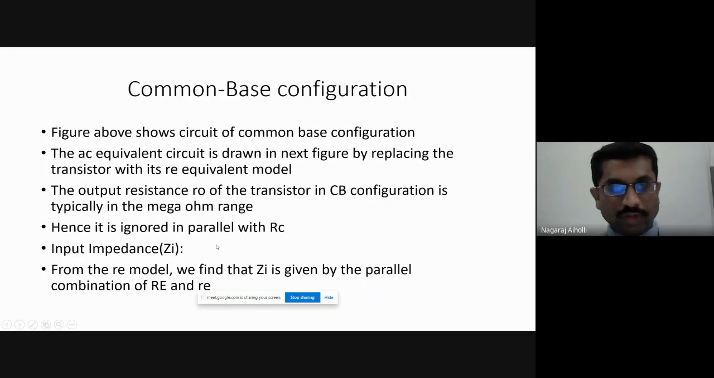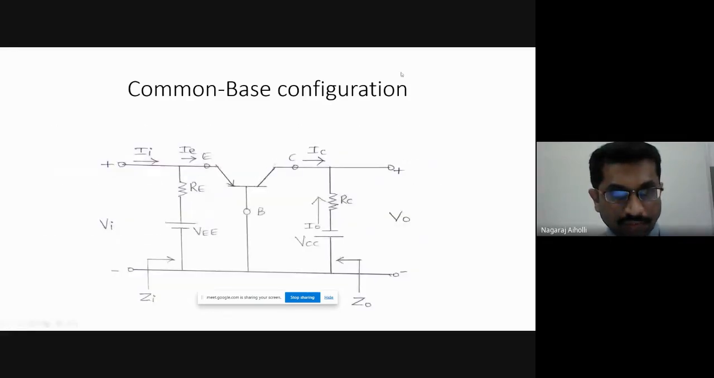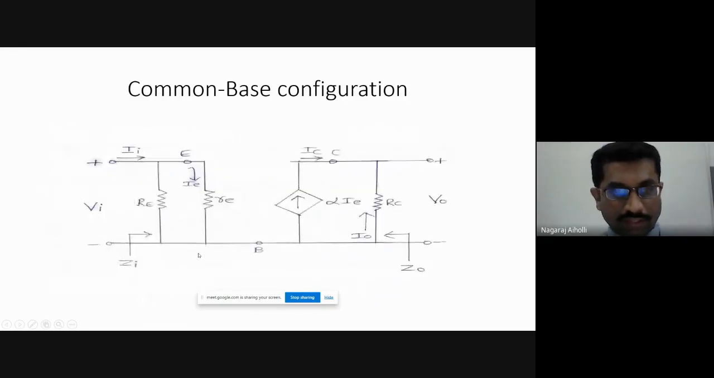Let us draw the RE model of the common base configuration. This is the RE model, right? In this RE model, let us first see the main circuit. Here we have RE resistance connected between emitter and ground. Whenever we are drawing the RE model, DC voltages should be made 0. VE is made 0, VCC is made 0, that means they are shorted. Therefore capital RE will be connected between emitter and ground.